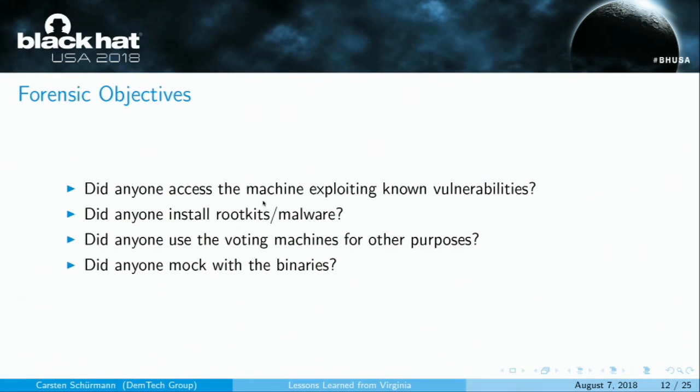Okay, so when you do a forensic analysis, you really have to be clear about the objectives. Otherwise, you just don't know exactly where you're walking or what you're trying to find. The overall objective is clearly whether somebody interfered with the operations of the machine. But what I also wanted to know is, did somebody exploit all of these vulnerabilities? Did somebody actually do something bad and install some rootkits or malware on it?